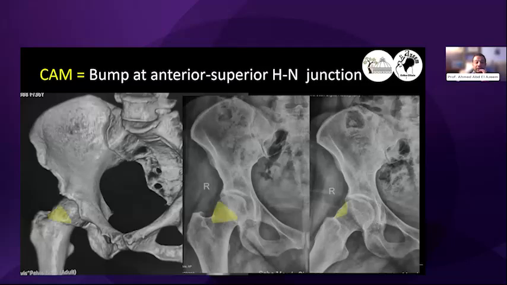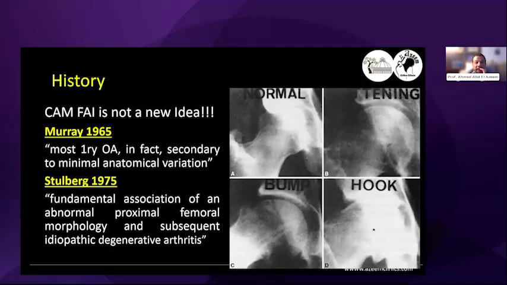And actually, it's not a new idea. This was written years and years before, in 1965 and 1975. It was mentioned in the literature by two radiologists, Murray and Stulberg, in which they defined that there is an abnormality or a variation in the anatomical head that leads to secondary osteoarthritis.